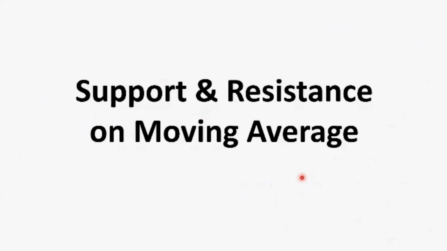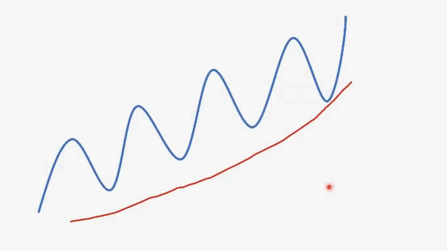So first let me clear what you mean by support and resistance. Support is a price level or price zone from where the market gets some bullish pressure and then shows some bullish movement. It is a price level from which the market bounces back. And just opposite to support is the resistance, where the price gets some bearish pressure and starts moving down. So let's understand this support using moving average.